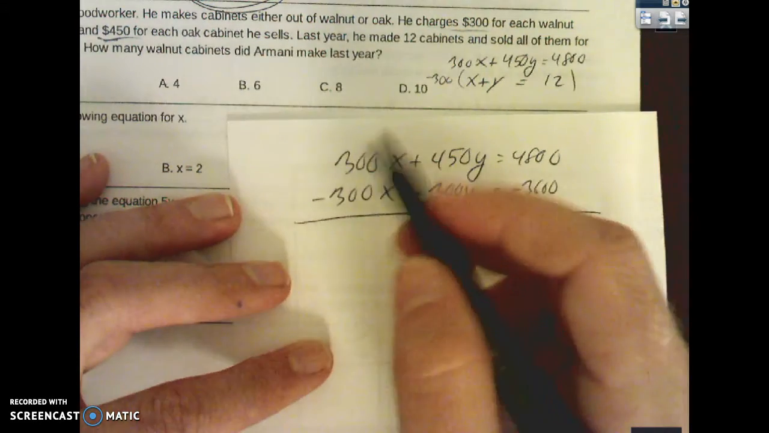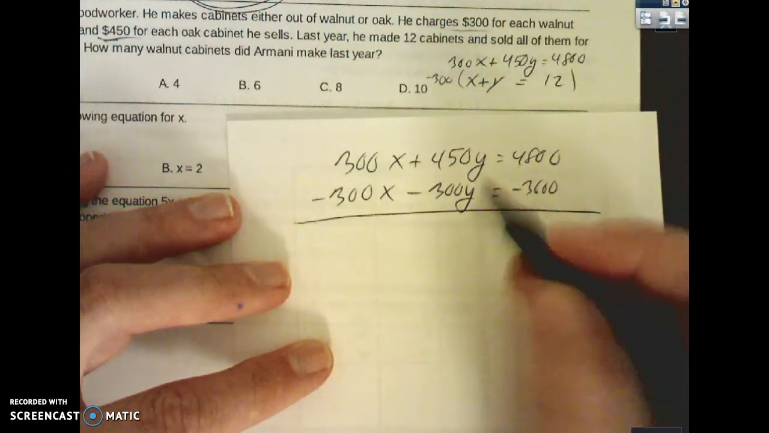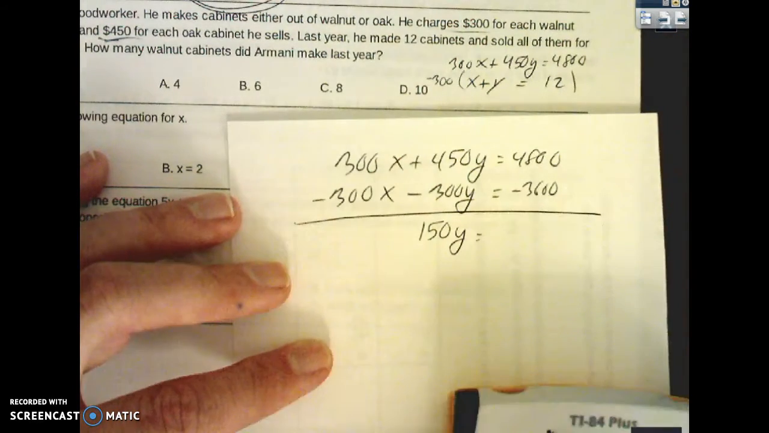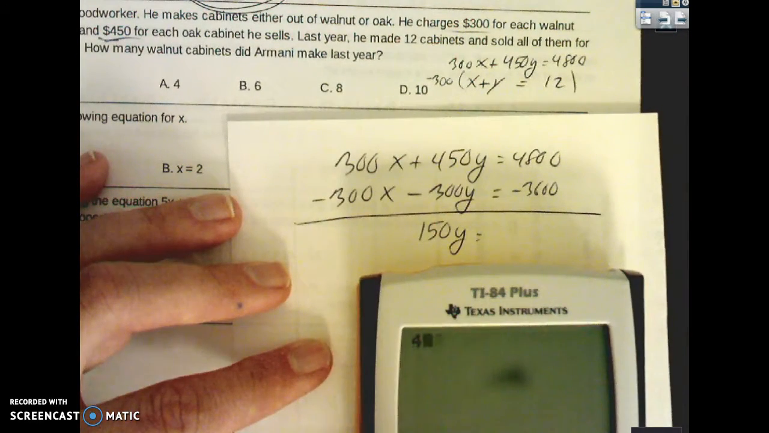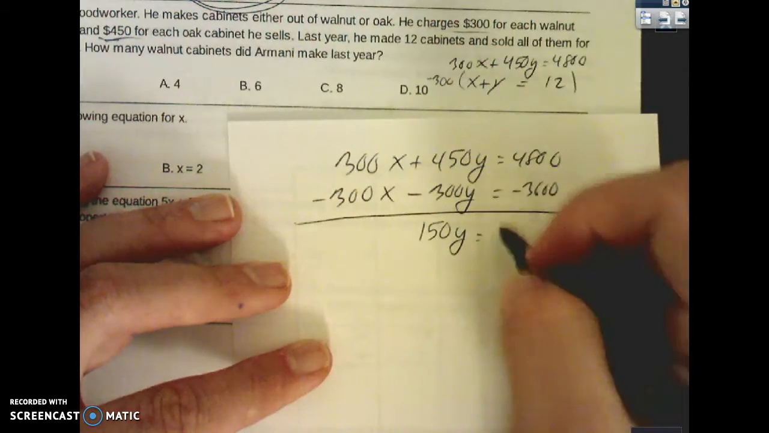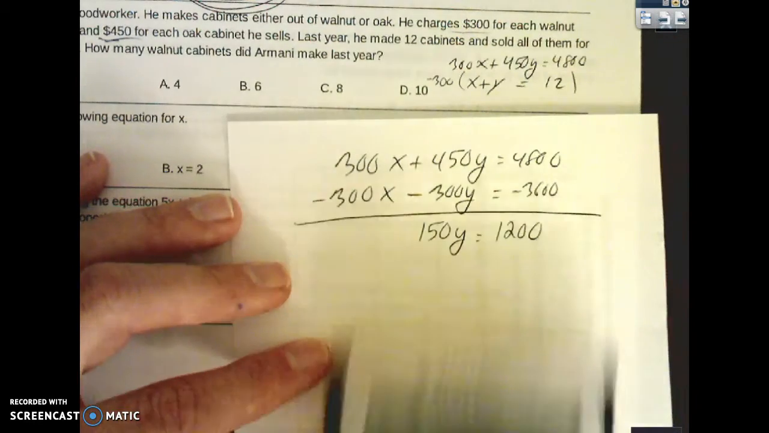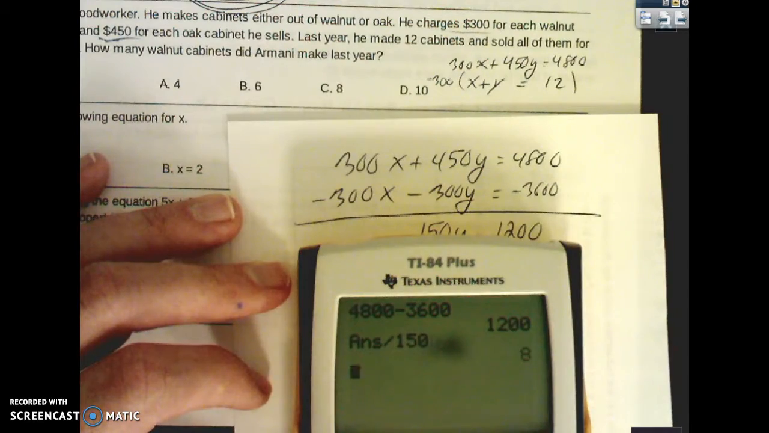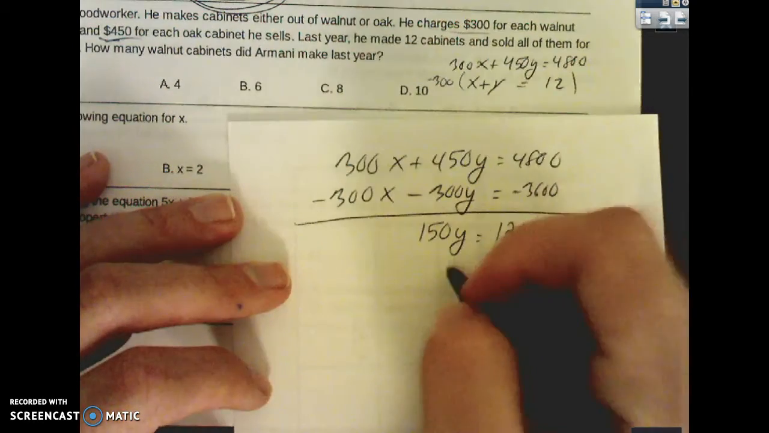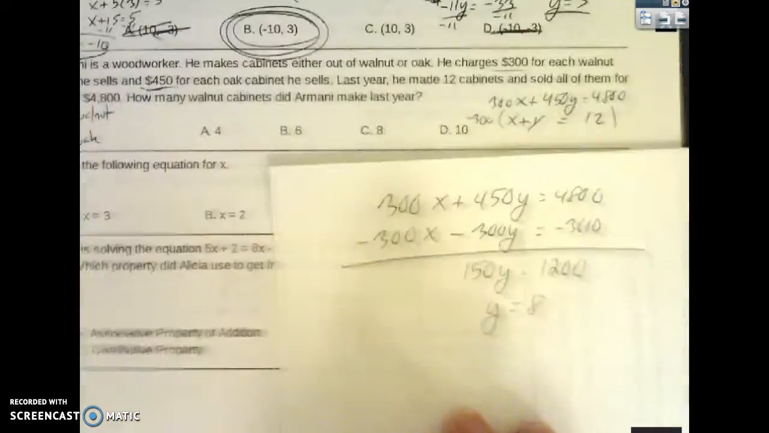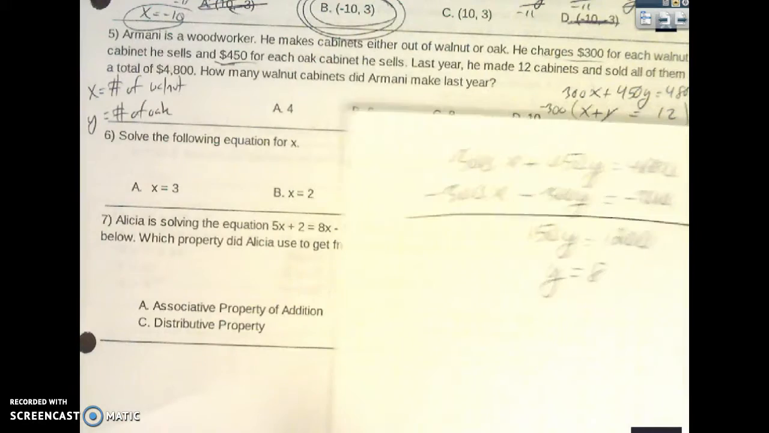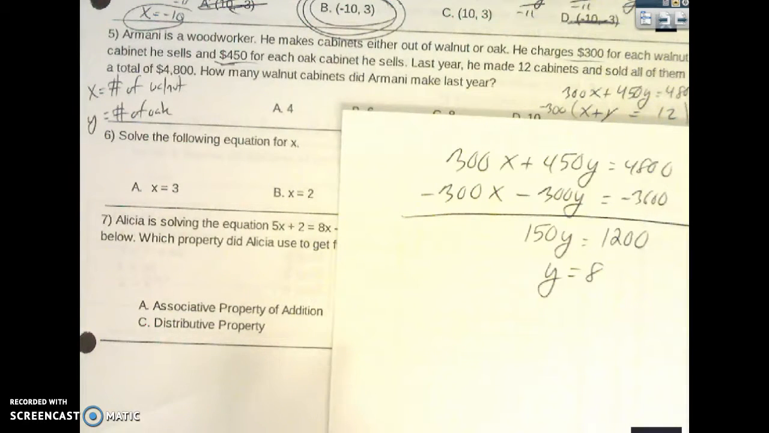Well, good news. This goes away. 450y minus 300y is 150y. 4,800 minus 3,600 gives me 1,200. If I do 1,200 divided by 150, I get y equals 8. Okay, well, let's take a look at this. Y is number of oak cabinets. Okay.